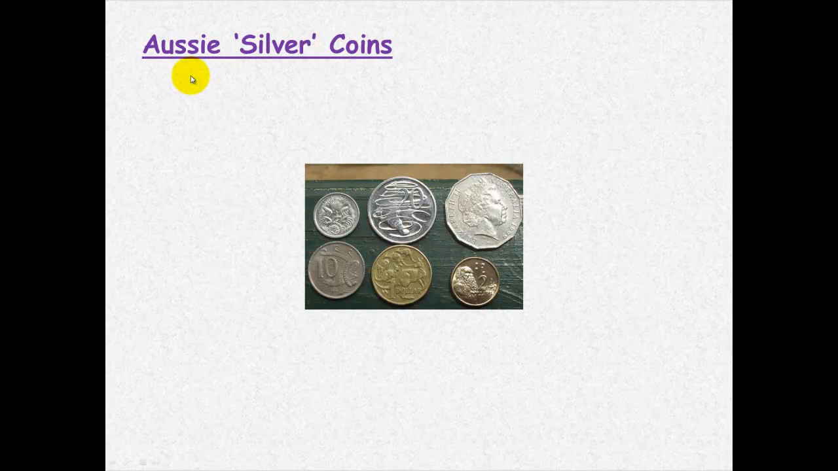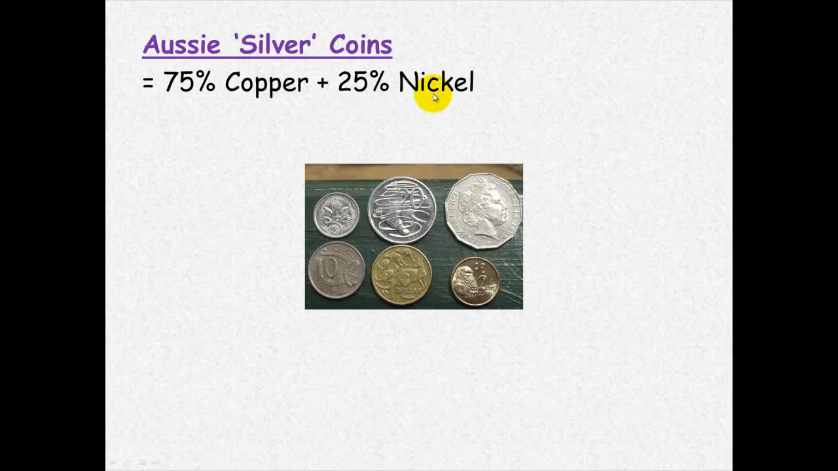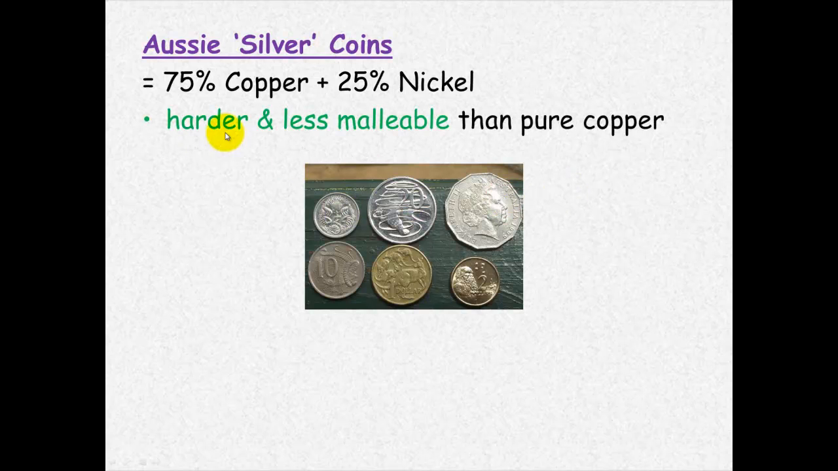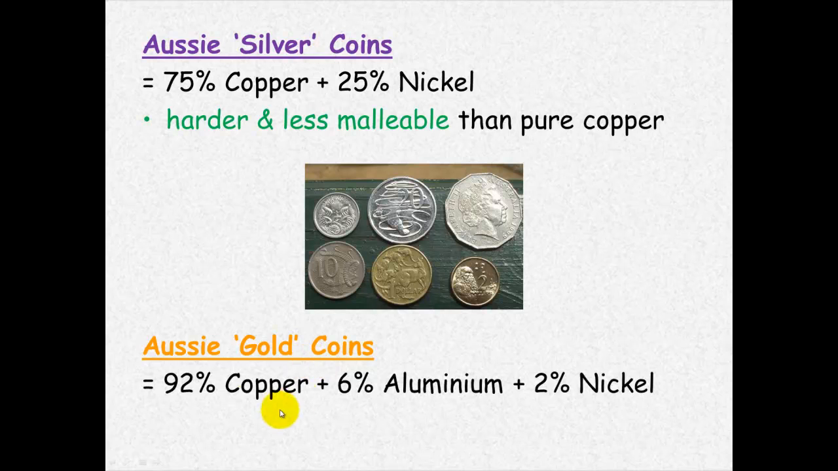Another well-known substitutional alloy are Australian silver coins. These are silver coins here. Now silver coins aren't made out of silver. They are a combination of 75% copper and 25% nickel, and you'll notice the nickel gives it the silver colour. And this also makes them harder and less malleable than pure copper. Aussie gold coins are also an alloy, and they're 92% copper plus 6% aluminium and 2% nickel.